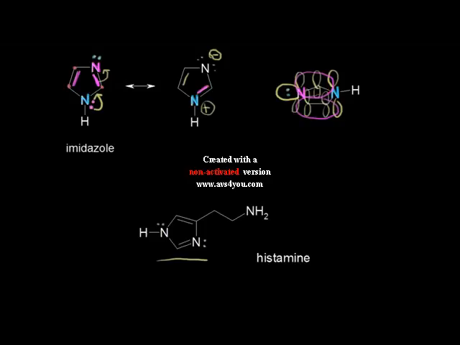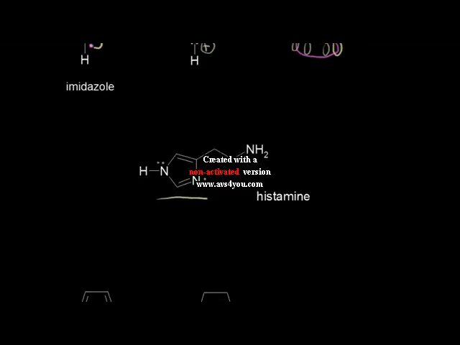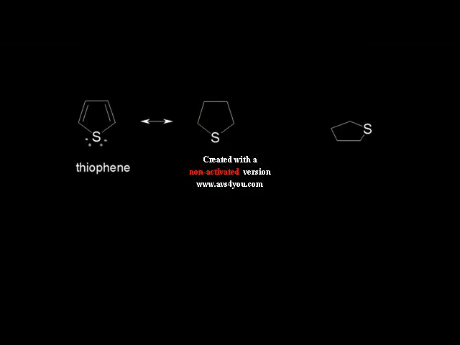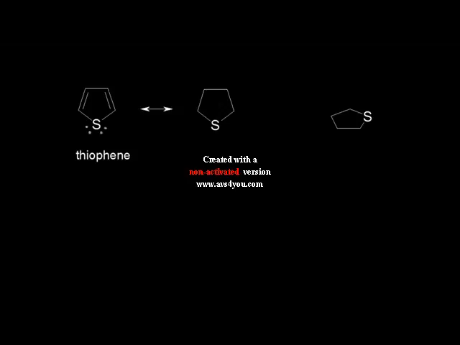So let's do one more example of an aromatic heterocycle here. This time let's look at an example that has sulfur in it. This molecule is called thiophene, and this is really the sulfur analog to the pyrrole molecule that we studied. So let's start by analyzing this sulfur in terms of its steric number. I'm going to look at this sulfur right here, and we're going to calculate the steric number of that sulfur.